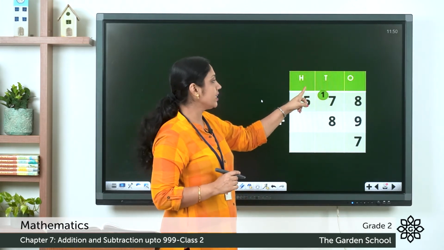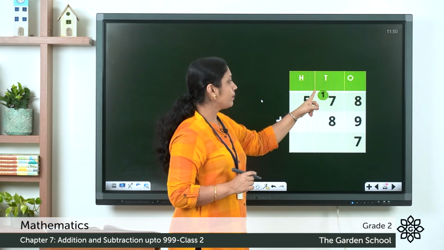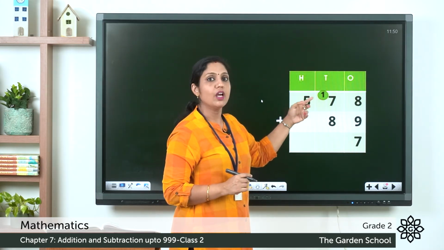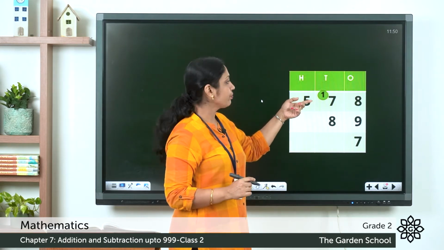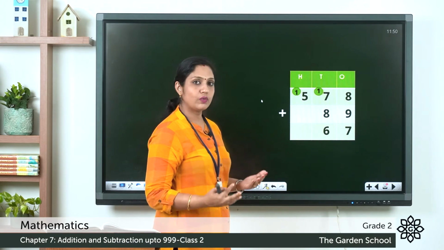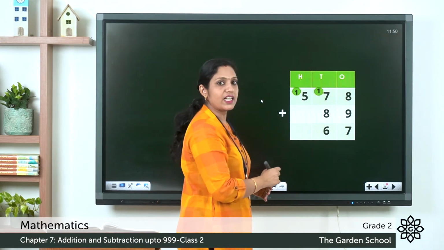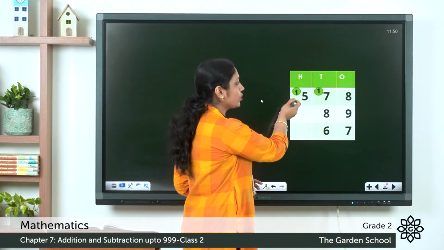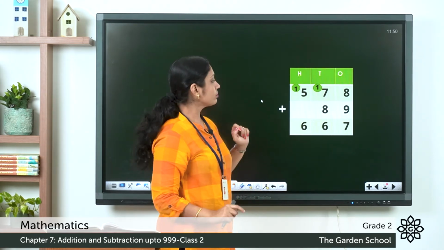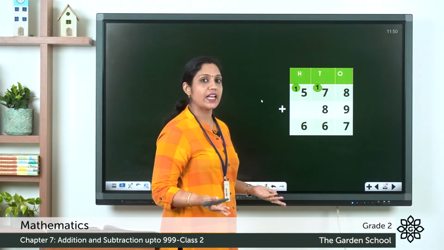Now we'll add these numbers. We have 1 plus 7 plus 8. So first we'll add 1 plus 7. 1 plus 7 is 8. And again 8 plus 8 is 16. So what we'll do? Write that 6 in the tens place, and 1 will carry over to the hundreds place. Now 1 plus 5 is 6. So we got the answer 667.